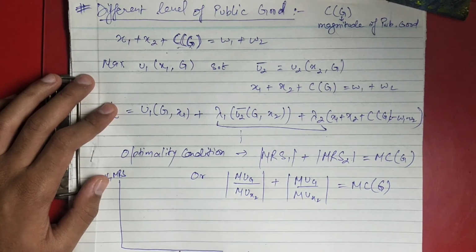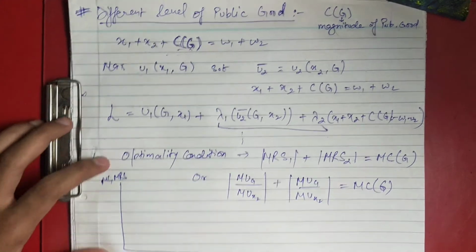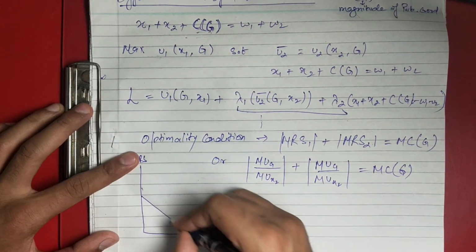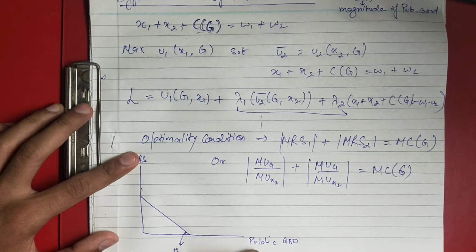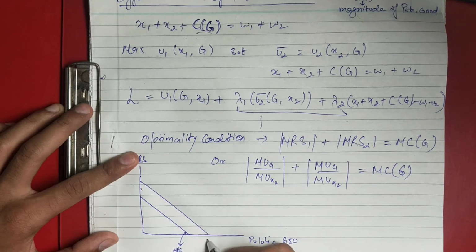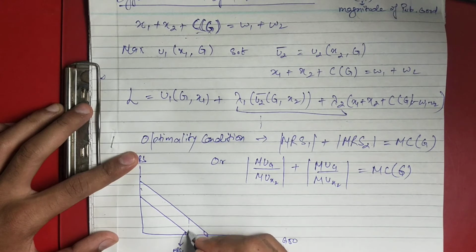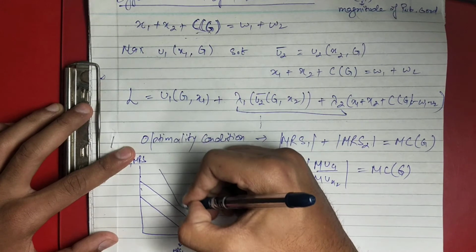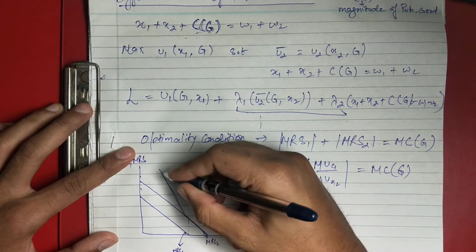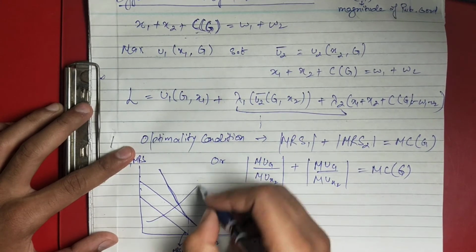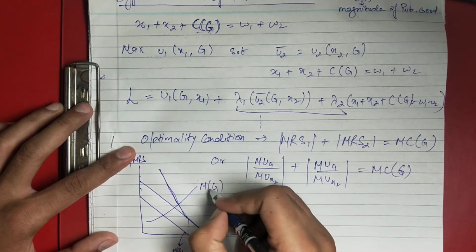So as you can see, there will be two DD curves, one for MRS1 and one for MRS2. If you find the market demand function for the public good, it will come out like this. Let us suppose that MC is upward sloping. This is the MC of G.